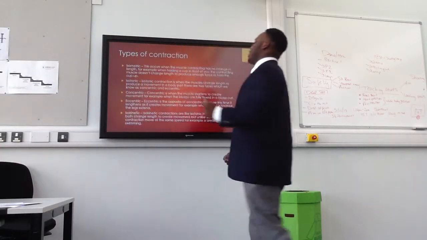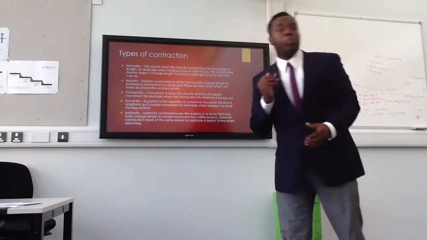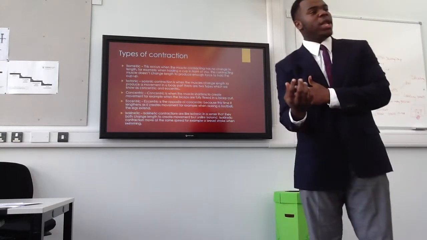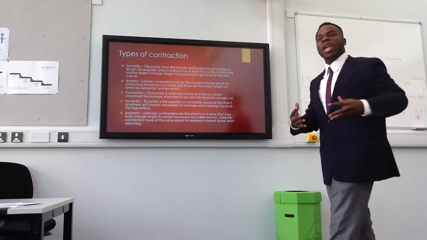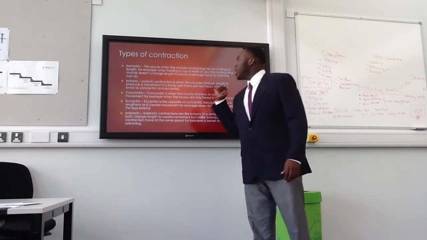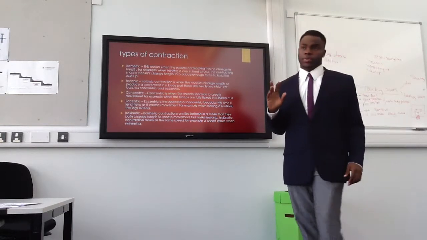Isotonic. Isotonic contraction is when the muscles change length to produce a movement. Like for example, that preacher's curl. The muscles are changing length to create a type of movement in a part of the body. Now, there are two types of isotonic contraction.